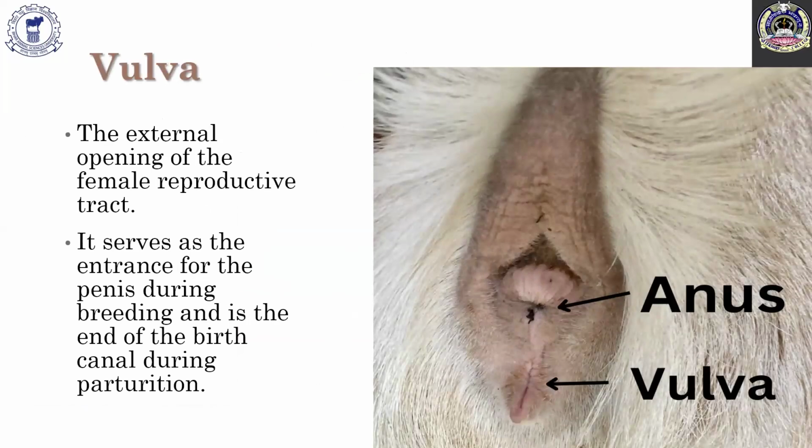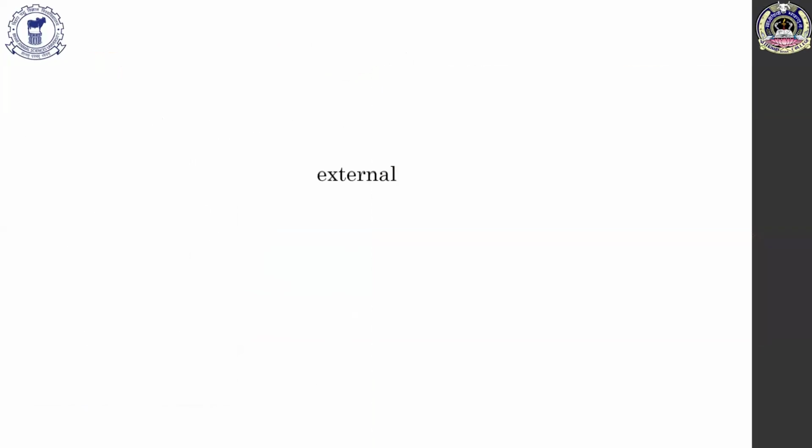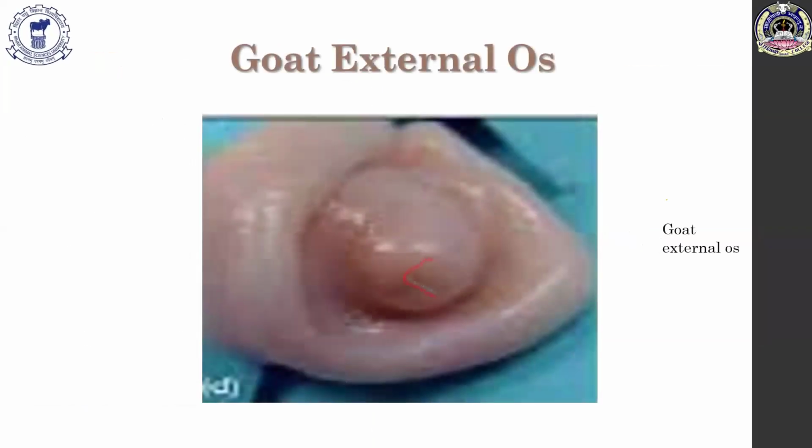Lastly, when we talk about the vulva, it is the external opening of the female reproductive tract and it serves as an entrance for the penis during breeding, and at the time of parturition, it is the end of the birth canal. Here we can see the goat external os. This T shape is showing the goat external os.